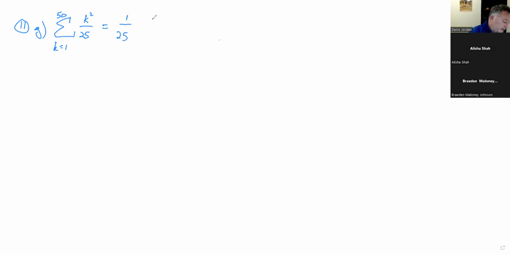And whether it's a fraction out there or a whole number, positive, negative, it doesn't really matter. You can still pull it out. So you can pull that 1/25 out to the front of the sum, and then you use the formula from there. So we'll have the 1/25 out there, and then the formula to sum up k squared.